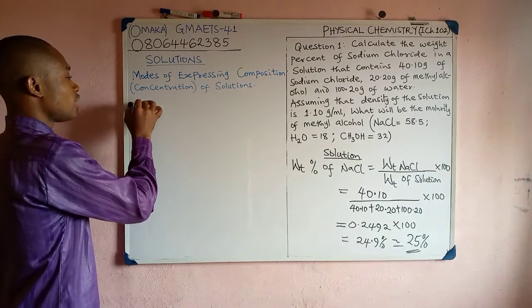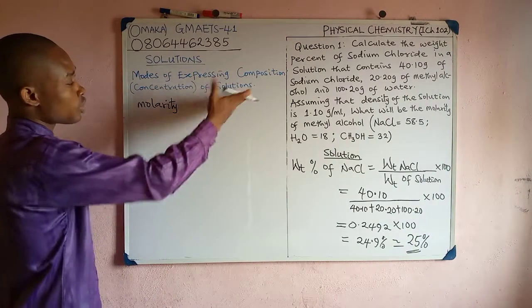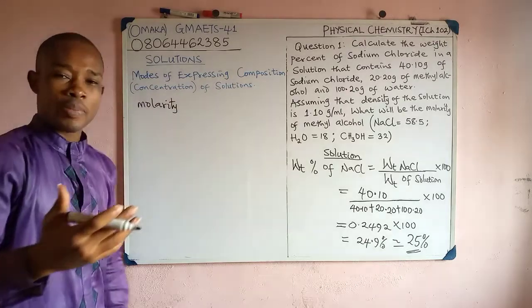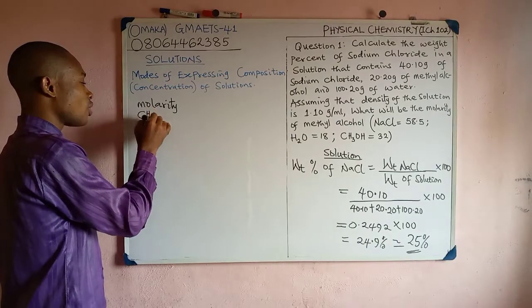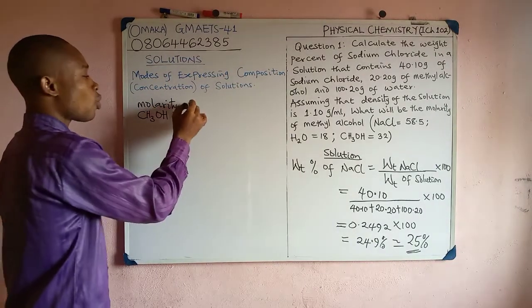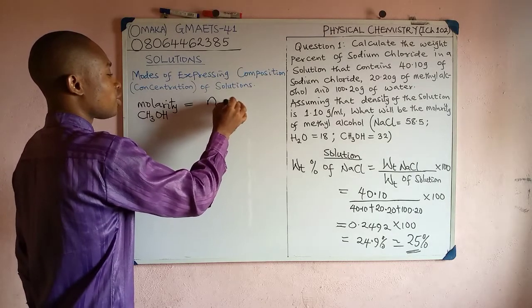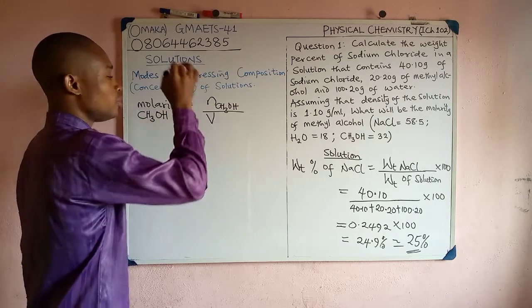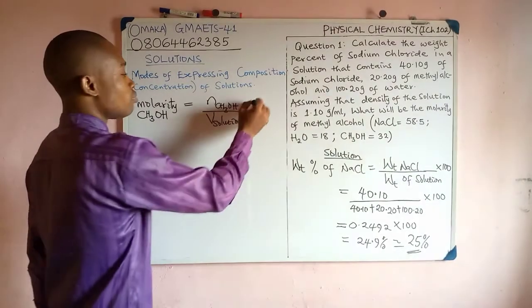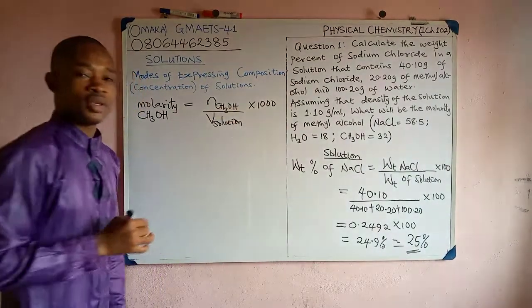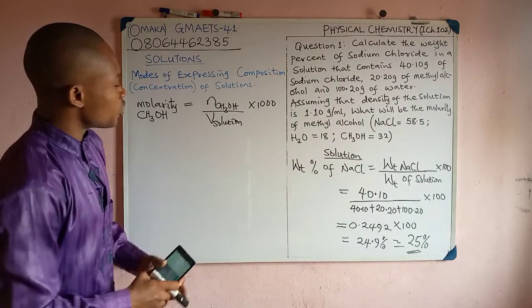You recall that molarity, when we're expressing terms used in getting the composition of a solution, molarity of any particular component, which in this case is methyl alcohol, that is methanol, is equal to the number of moles of that component, which is the number of moles of methanol, divided by the volume of the solution. Do you recall this formula? Now we're going to multiply it by 1000. Is that okay? And having said that, how do we proceed with this?